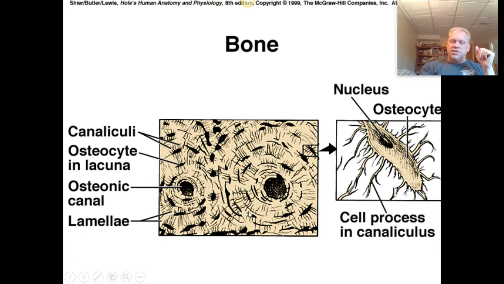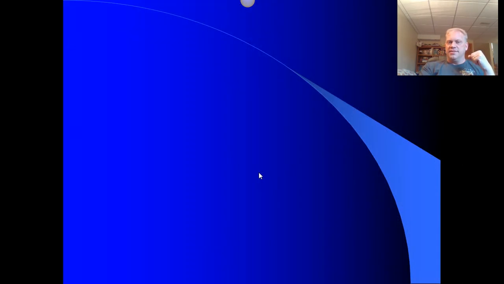Notice that the matrix of this tissue is going to be more calcium rich rather than just a fluid filled space. There are fibers that keep this pliable when you think about your bones. They're not going to be as brittle as, say, chalk, which would be very brittle and shatter. These bones have a little bit of give to them, a little bit of play. They have fibers there, but certainly the matrix is going to be more solid based than fluid based.